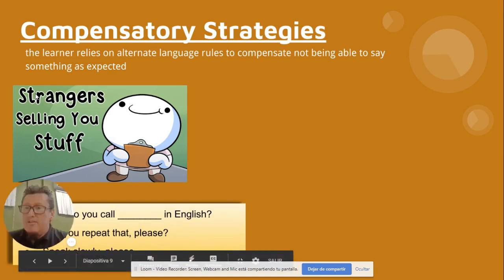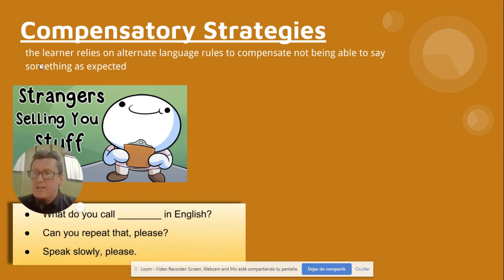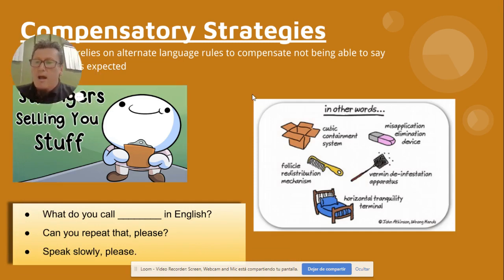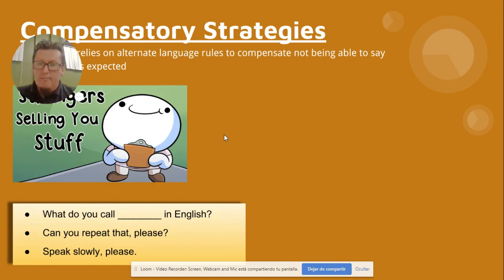Here we have, let me just move myself up here a little bit. Okay. Other sort of strategies here is compensating for information I don't have. So, for information I don't have.